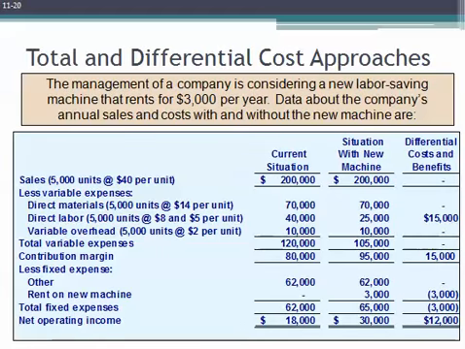The management of a company is considering a new labor-saving device or machine that rents for $3,000 per year. Data about the company's annual sales and cost with and without the new machine are given below. Our current situation, our net operating income is $18,000. If we get the new machine, the net operating income would increase to $30,000. And we can tell that's a $12,000 difference. So in comparing the two situations, it appears as though it does make sense to rent the new machine.